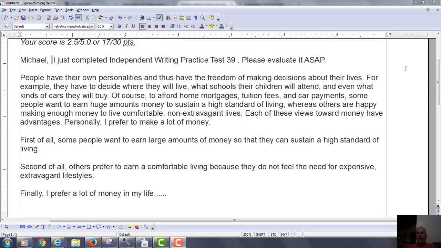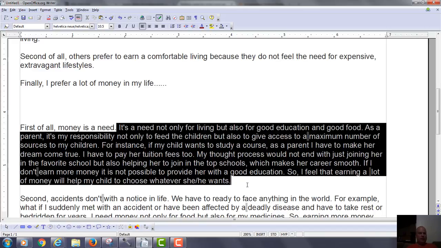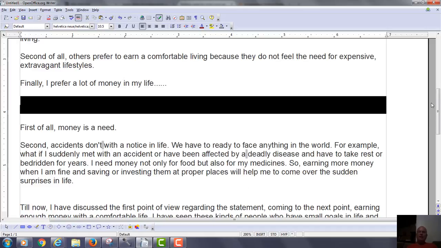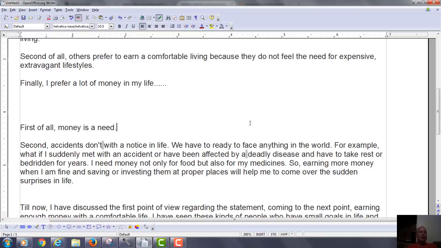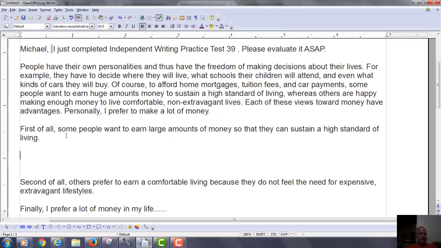Okay, so for this one, now I'm going to take one of your paragraphs. Let's take this idea here. You say, first of all, money is a need. Even if you're trying to make an argument, your topic sentence really doesn't work. It's factual. Make sure your topic sentences are argumentative, not factual. This is very, very important. But because here, we're going to take this first idea here.